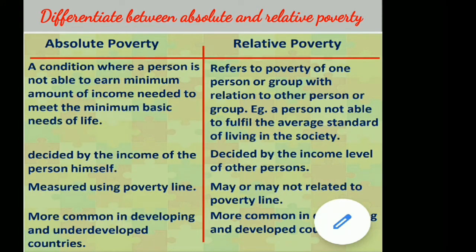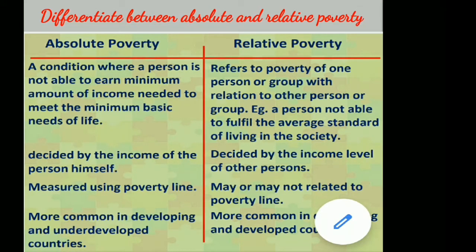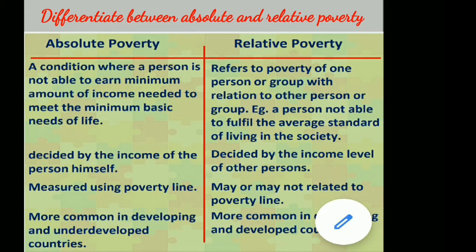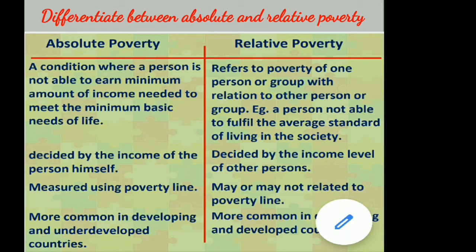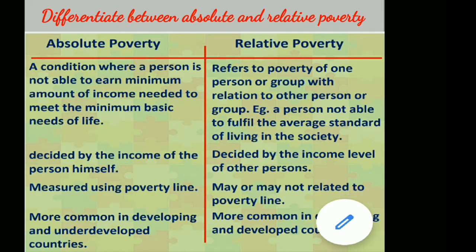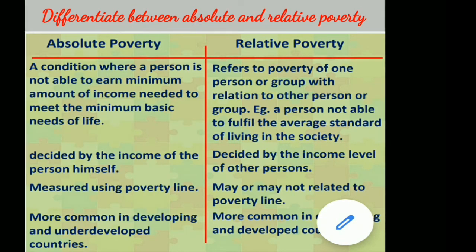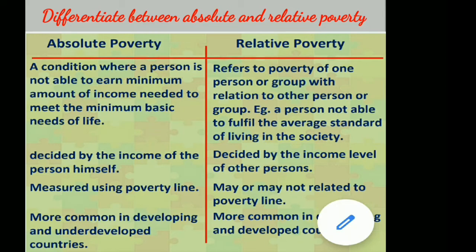So if we have definitions and the differences between these two terms: absolute poverty is that condition where a person is not able to earn the minimum amount of income to fulfill their basic needs. But relative poverty is that type of poverty where one person or group of persons, in relation to other persons or groups, are not able to fulfill the average standard of living in the society.